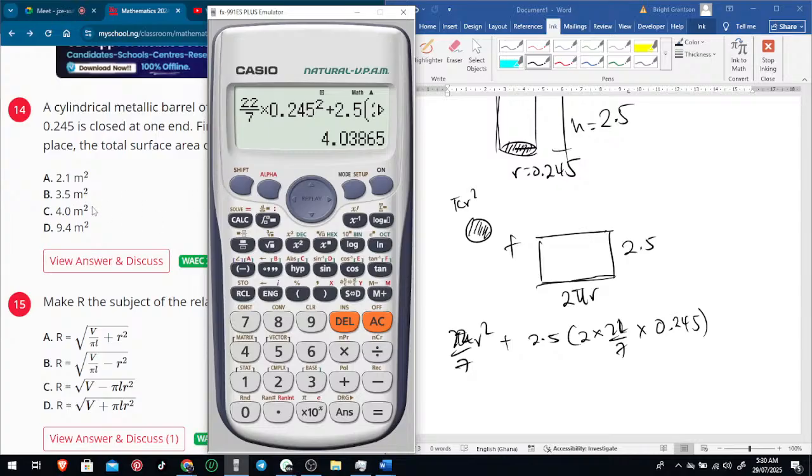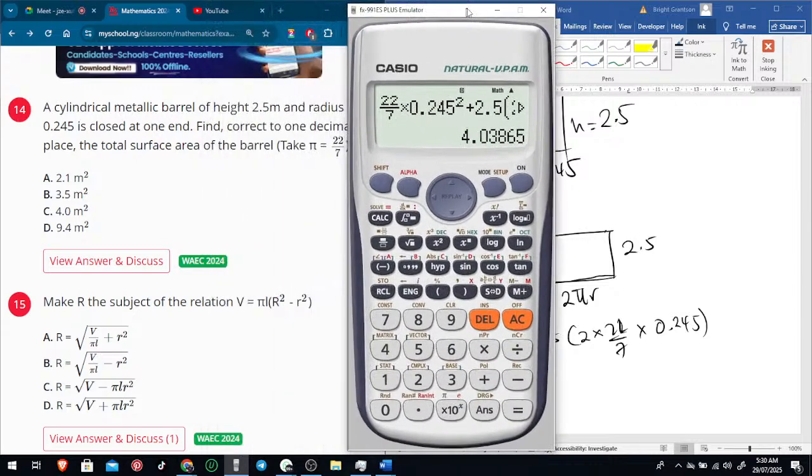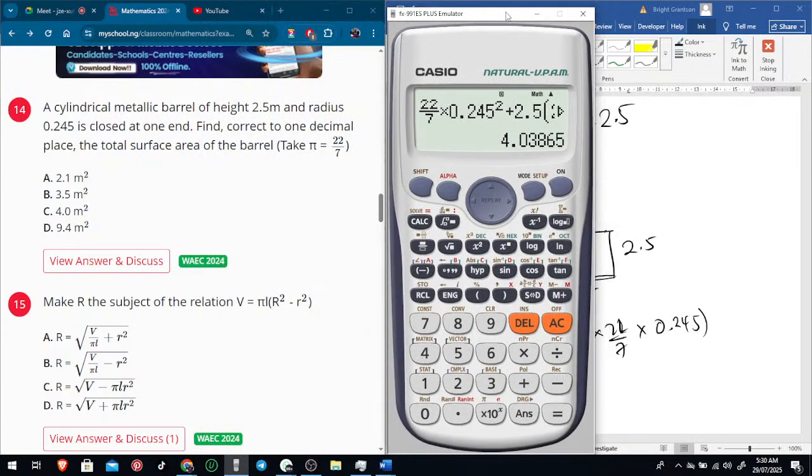Please, do you get it? Option C. So make sure that you use more of the calculator, learn more of the calculator skills. And take your question a bit solving it step by step.